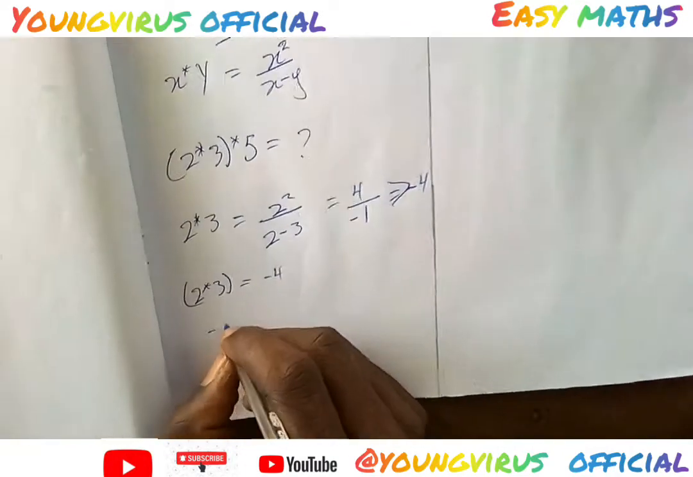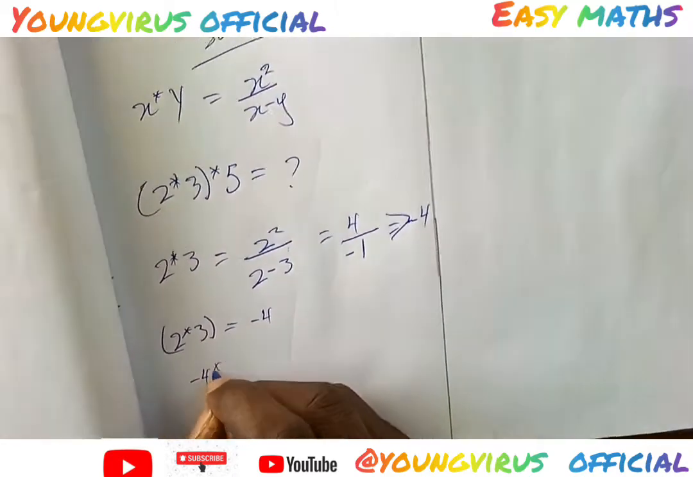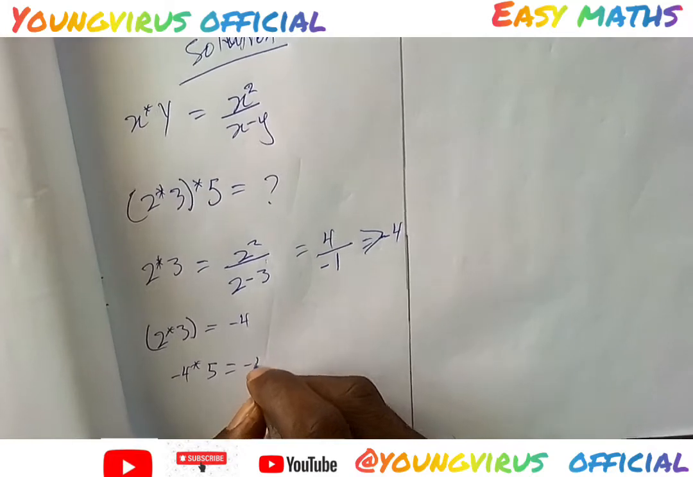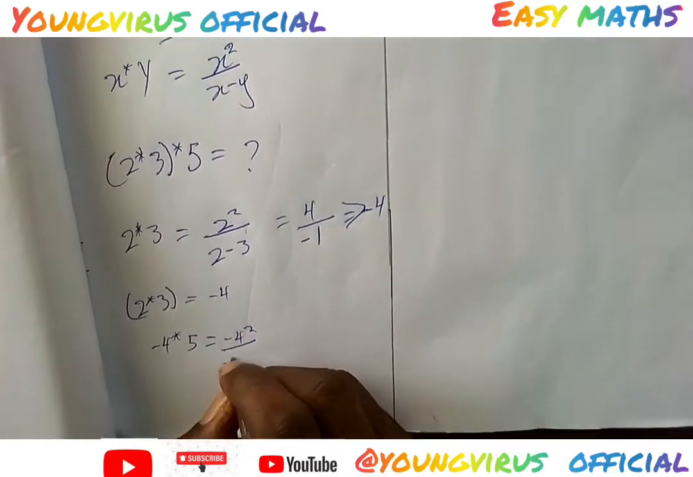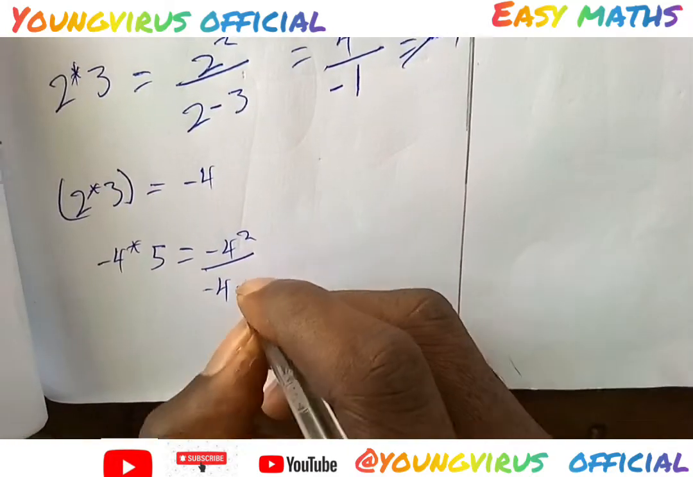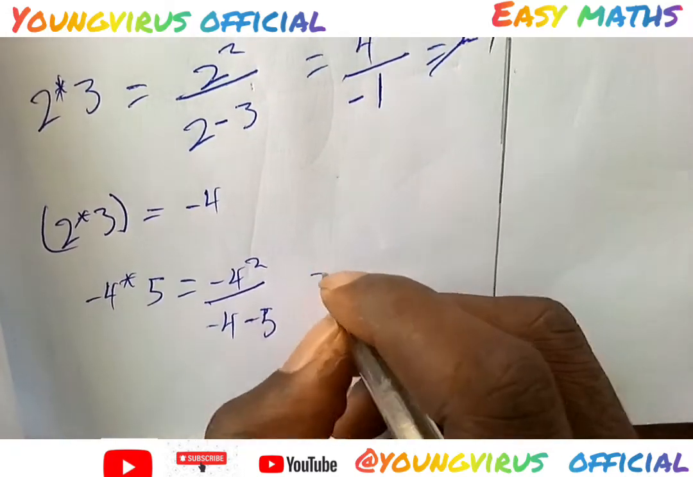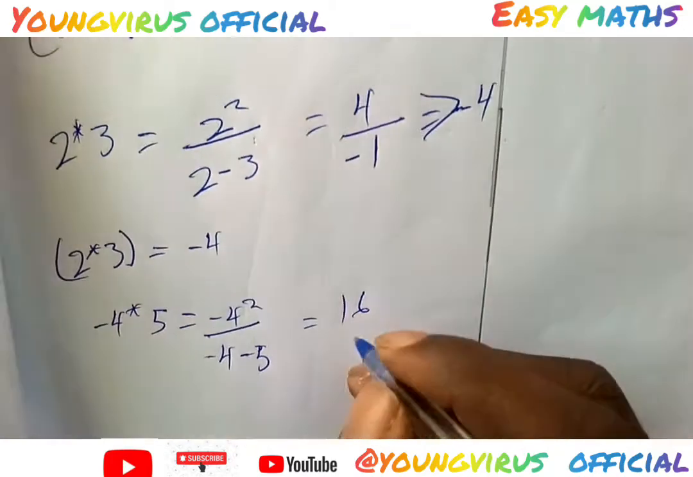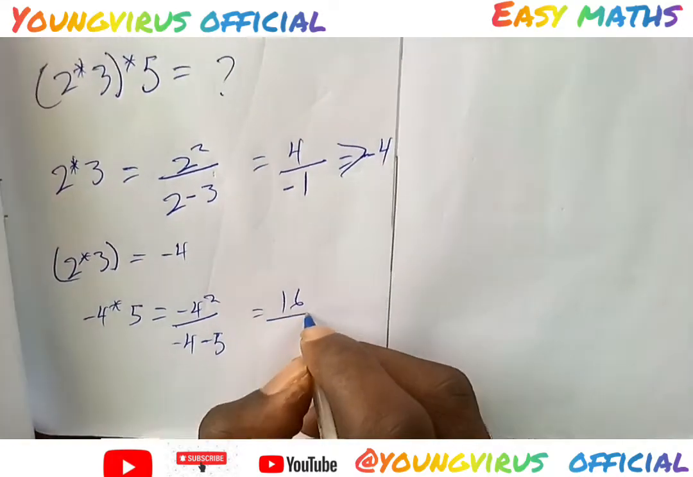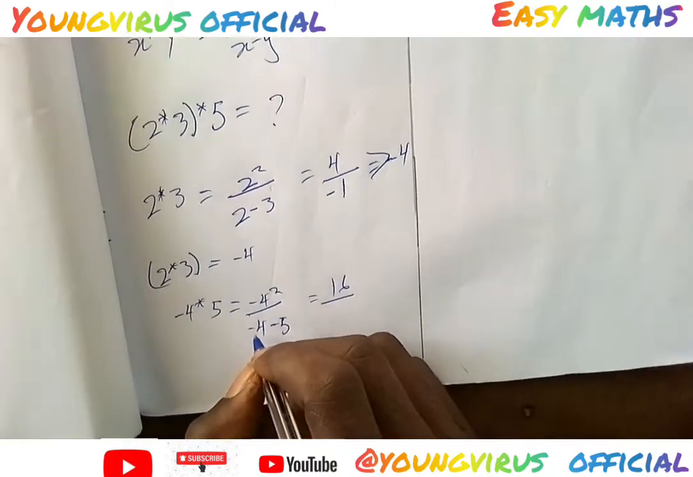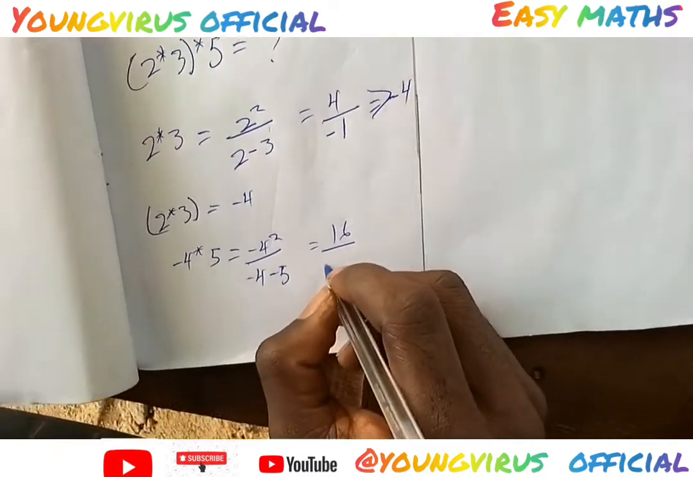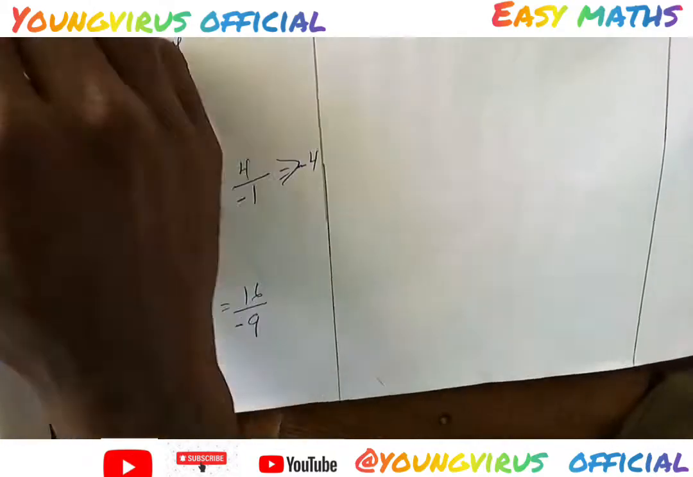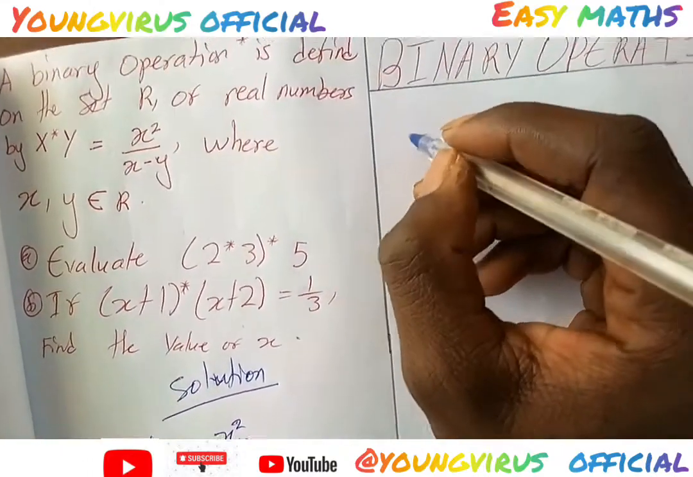Now, which brings us to another question, which says negative 4 ∘ 5, which will be negative 4 squared over negative 4 minus 5. That is equal to 16, because we know negative will definitely become positive because of the square, over negative 4 minus 5, which is giving us what? Negative 9. So this brings us to the end of the A.